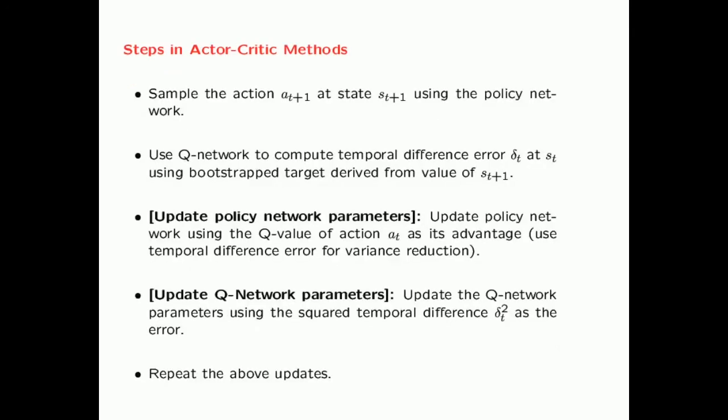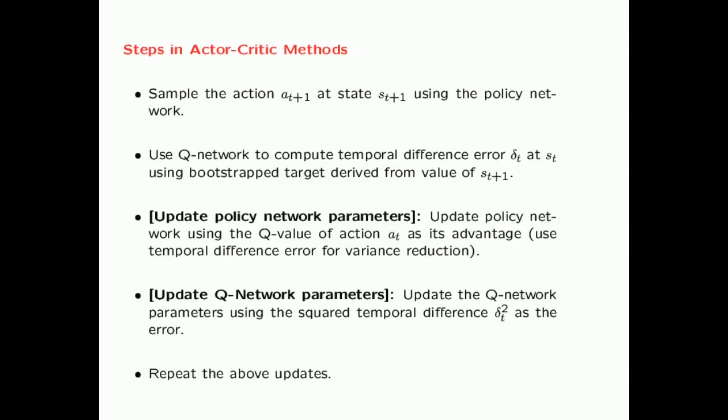So the way in which the actor-critic method works is that you will sample the action A_{t+1} at state S_{t+1} using the policy network. So your policy network gives you probabilities of up, down, left, right, and you will sample one of them. And then you will use the Q network to compute the temporal difference delta_t at that state S_t using the bootstrap target derived from the value of S_{t+1}. Then you'll update the policy network using the Q value of action A_t as its advantage. Now this Q value of action A_t, you will get from your Q network.